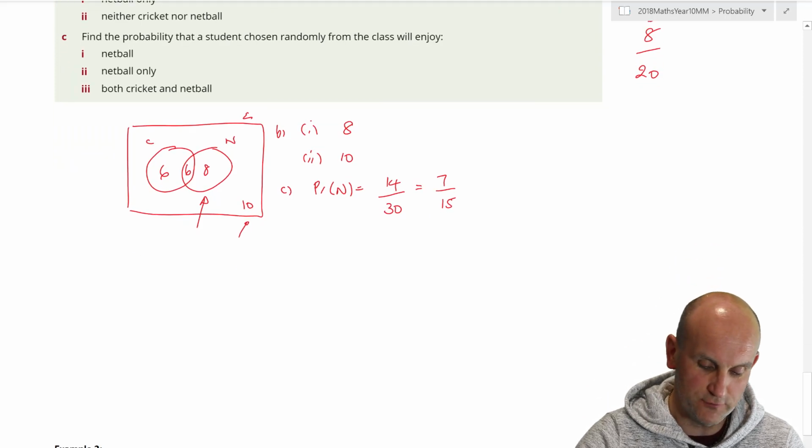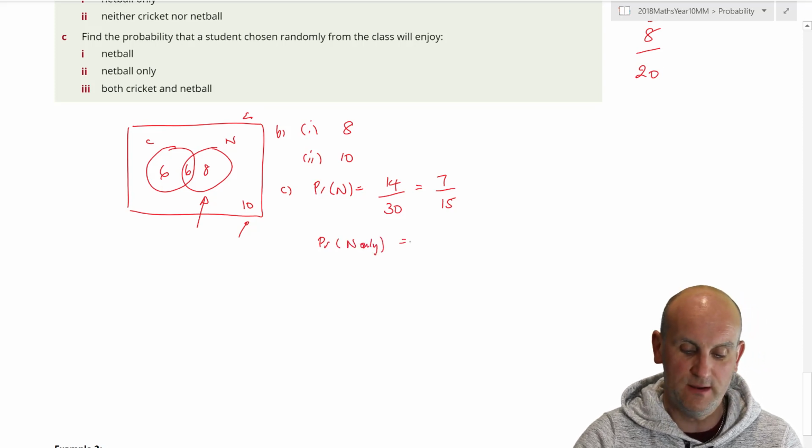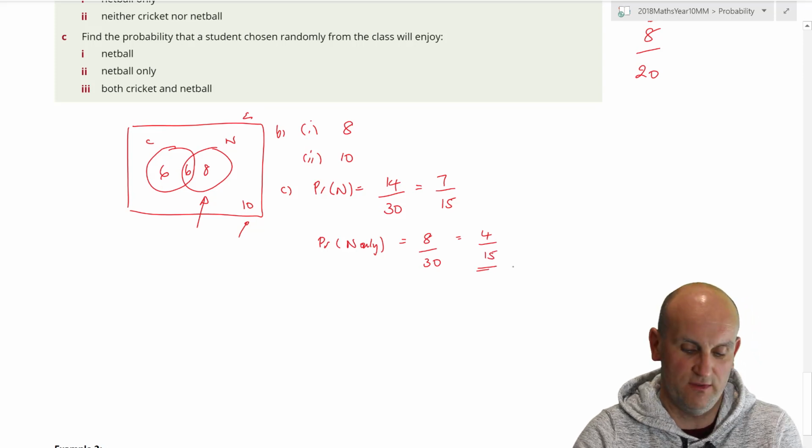See how this is? This is just beautiful. Netball only. So the probability of netball only. I don't know how we're going to write that. So let's say netball only. How many people only like netball? Well, we said there were 8 out of 30, which gives me 4 out of 15. Thank you very much. Job done.